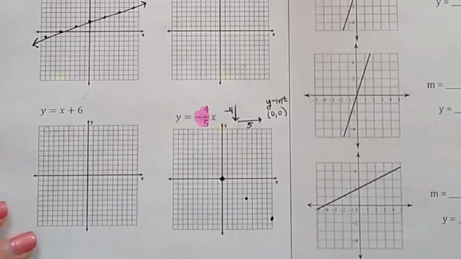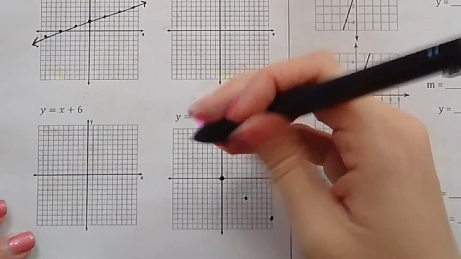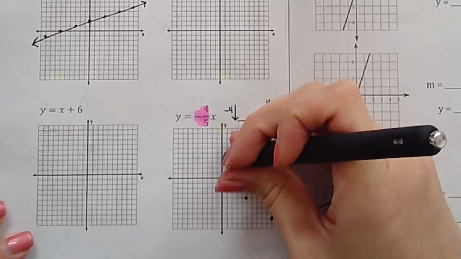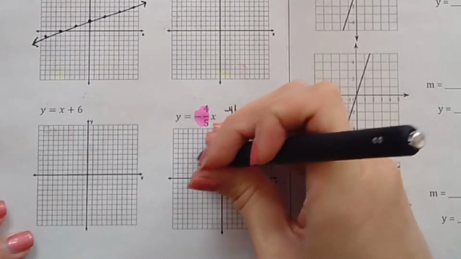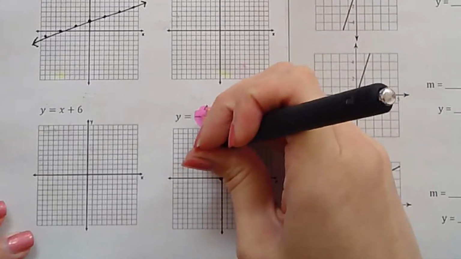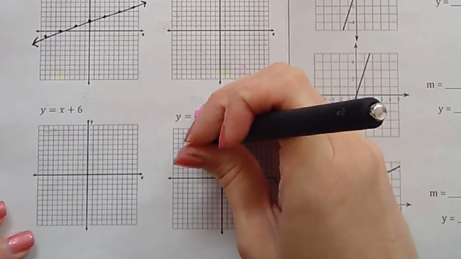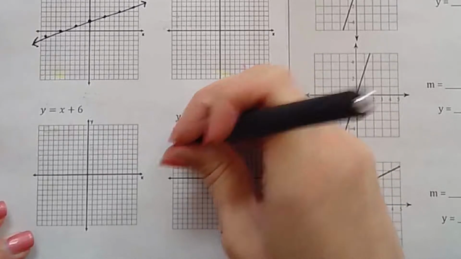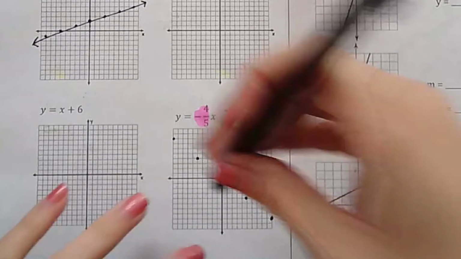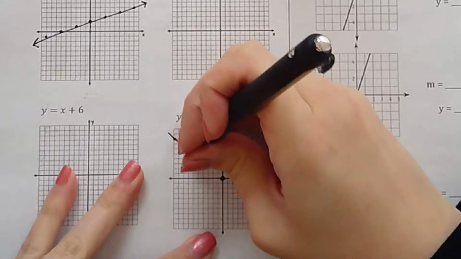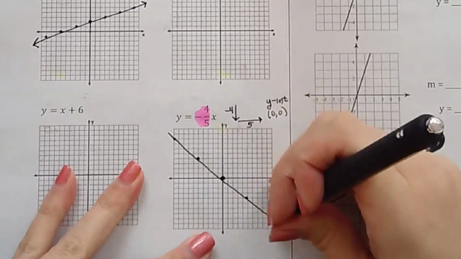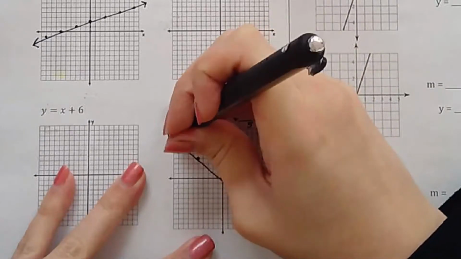I'll continue this pattern in the opposite direction. This time I'm going up 4 and left 5. Up 4 and left 5. I fit as many points as I can on here. I draw the line and put arrows on both ends.